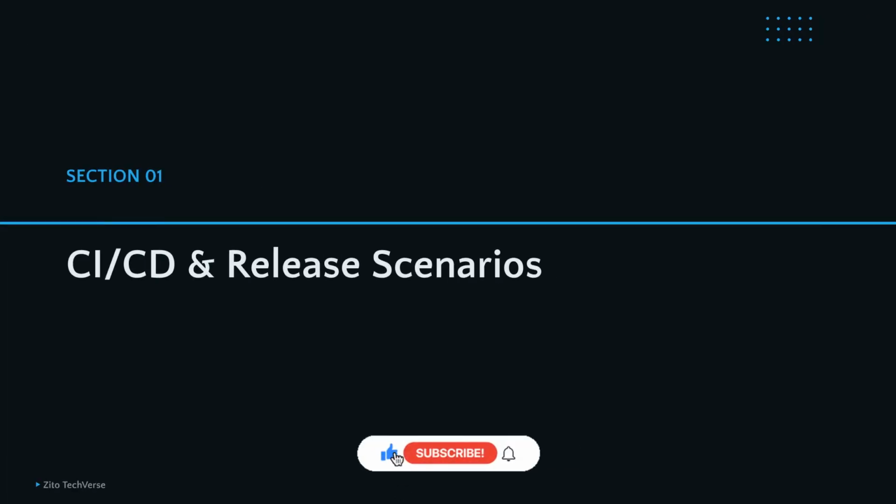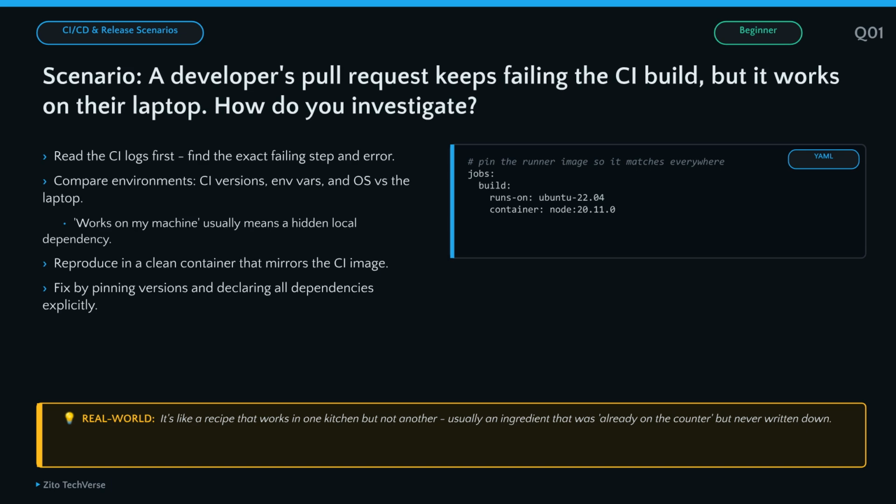Section 1. CI/CD and release scenarios. Question 1. A developer's pull request keeps failing the CI build, but it works on their laptop. How do you investigate? Start with the CI logs to find the exact error. Then, compare the environments and reproduce the build in a clean container that matches the CI image. Finally, pin your versions to ensure consistency.